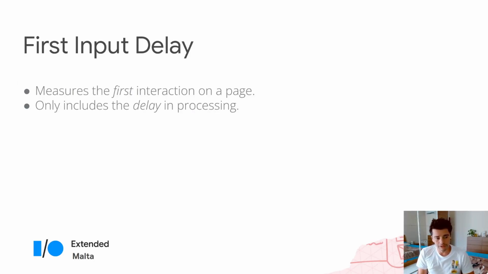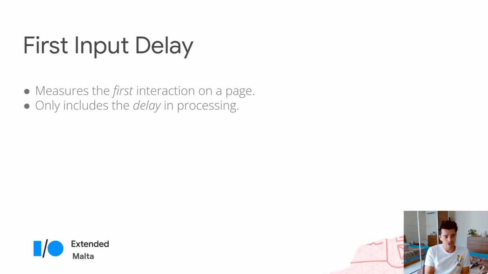So why are we looking at Interaction to Next Paint? Before Interaction to Next Paint, there was First Input Delay, or there still is First Input Delay, which measures the first interaction on a page. One of the challenges with First Input Delay is, as we have mentioned, it only measures the first interaction on a page, and most of a user's time on the page is spent after that first interaction.